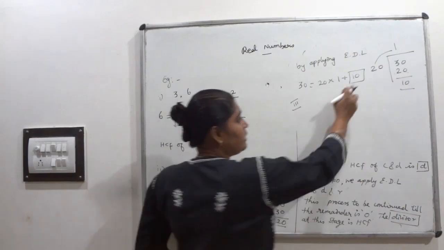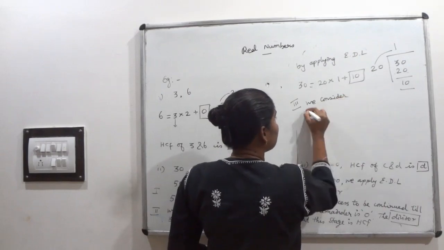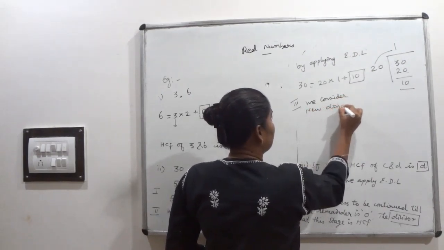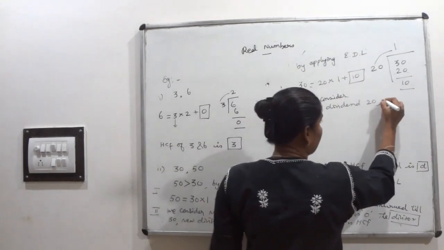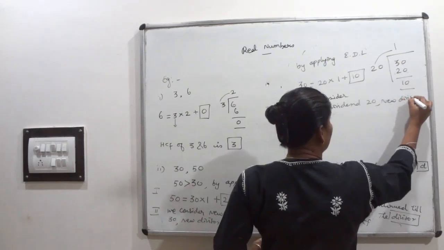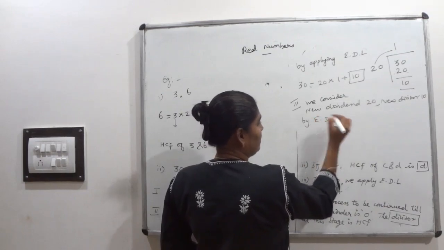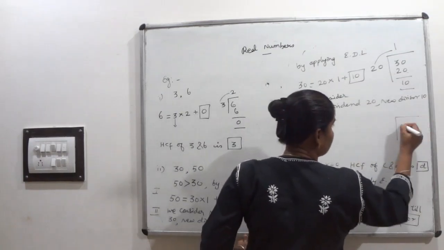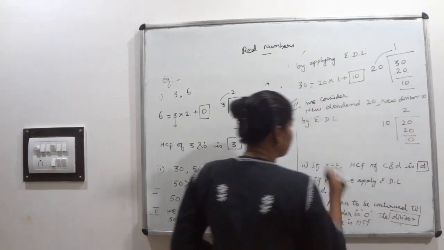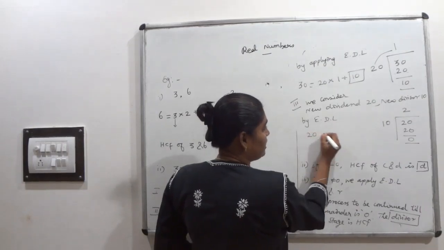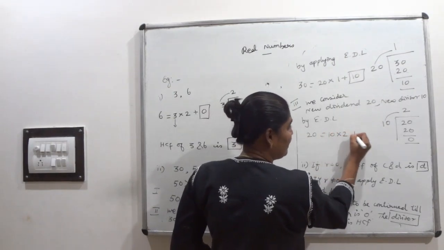Here the remainder is not equal to 0, so we consider a new dividend, 20, and a new divisor, 10. By Euclid's division lemma, we divide these two numbers, 20 and 10. How many times will it go? 2 times. The remainder is 0. So write: dividend 20 = divisor 10 into 2, plus remainder 0.